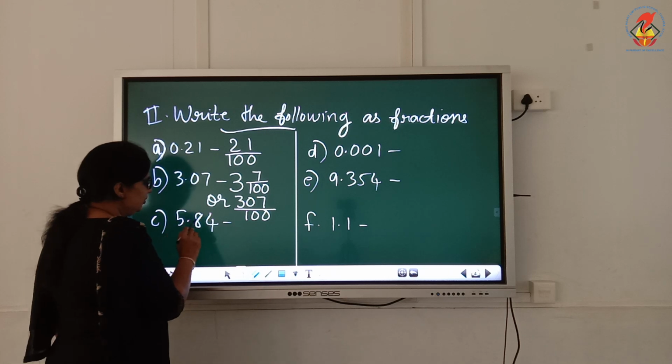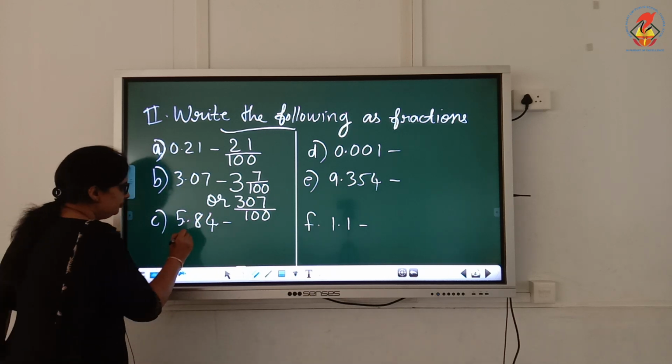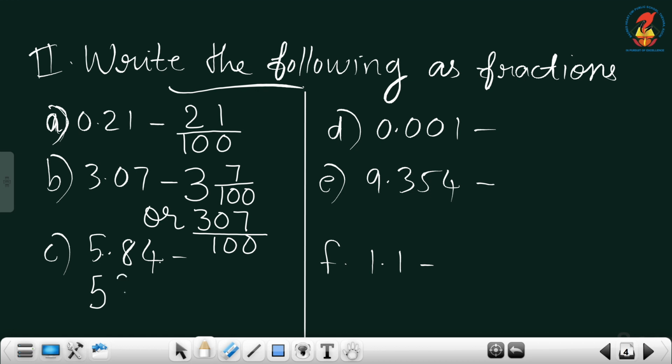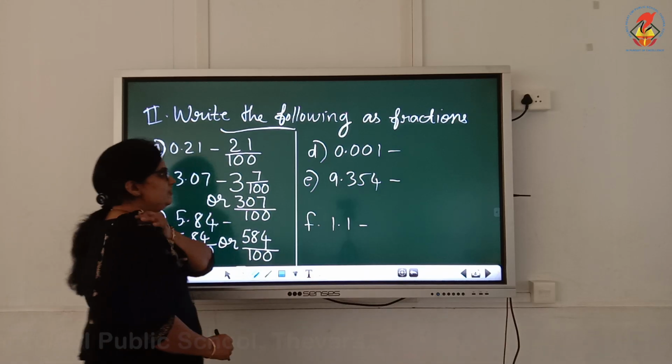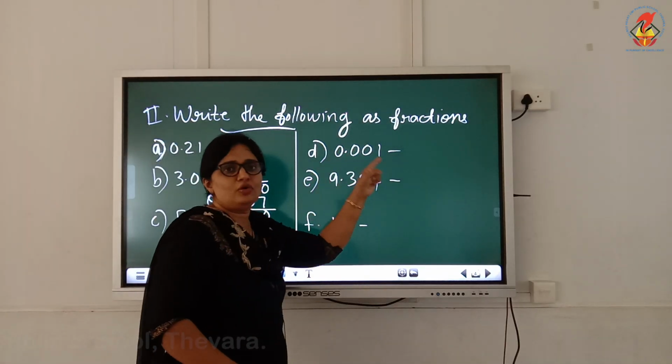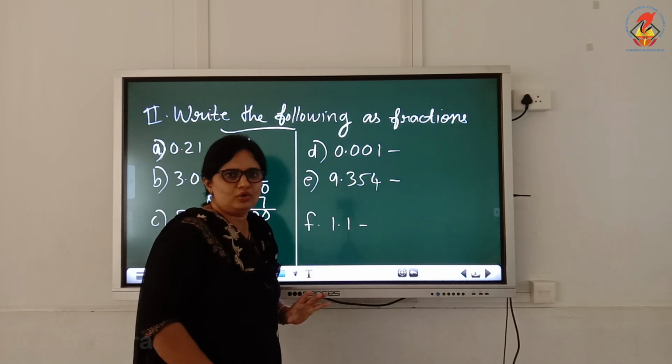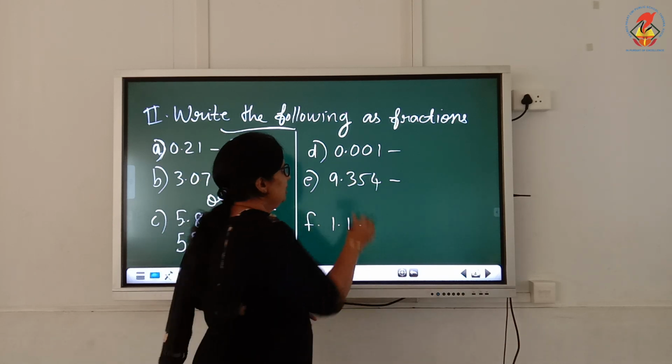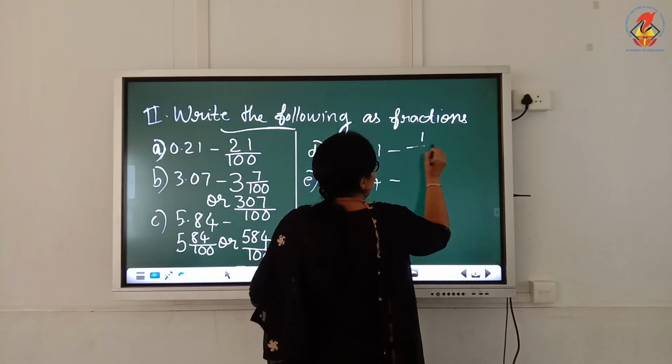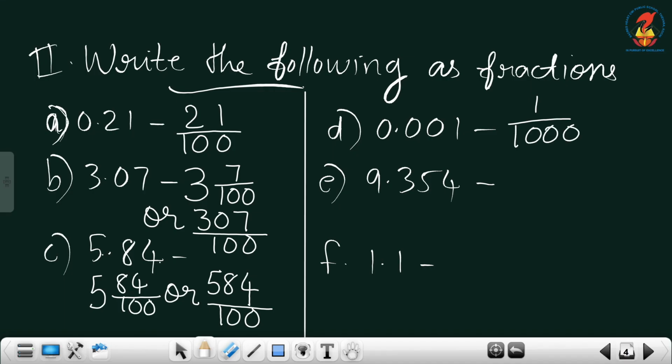Okay. And the next one, 5.84. Here we can write it as a mixed number, 5 and 84 by 100, or how? Remove the decimal point from here, it will become 584, divided by what? 100. Is it clear, children? And the next one is 0.001. Here whole number part is 0. So we can't write it as a mixed number. So the other way is 1 by 1000 only.